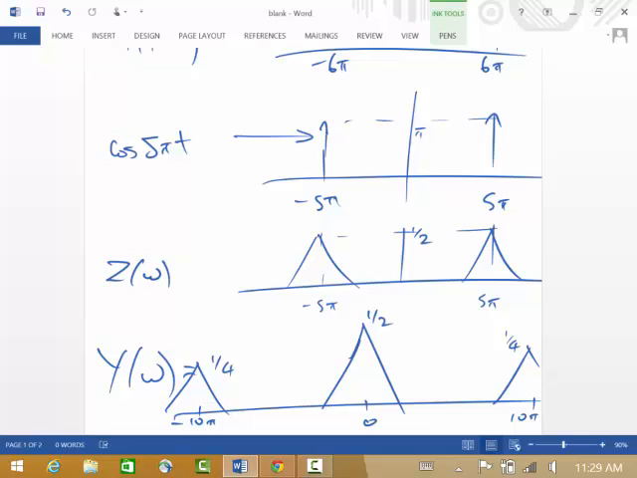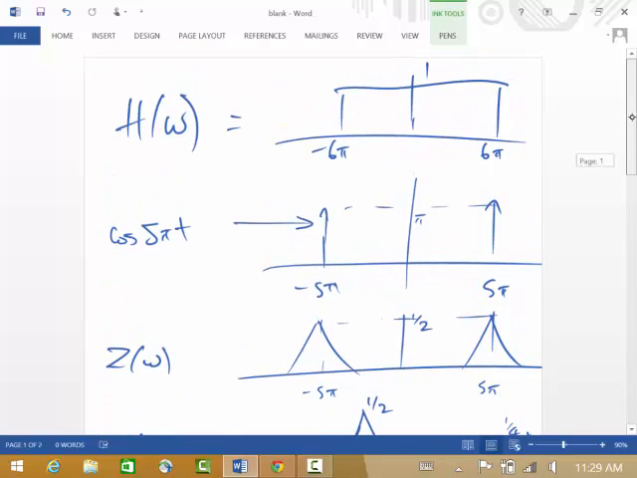The next one, I'm not sure we have time to do it. The next part, part B, the only change that I see is they change the h of t so that instead of sine 6 pi, it's sine 5 pi. Right? So that's pretty easy. If the h of t, instead of having a 6 pi in it, had a 5 pi in it, what's going to happen?